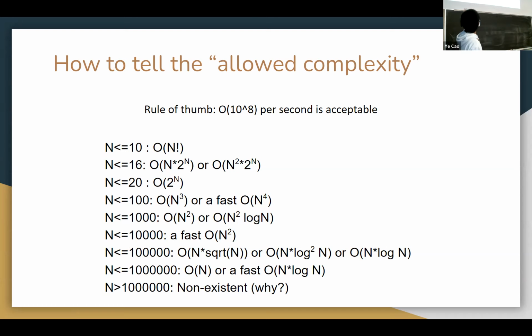But a fast n squared will also pass. And there are some occasions where you are going to write n times log squared n. That is also okay. When you see n less than or equal to 10 to the 6, you really want to aim for a linear time algorithm. Or if you can do a really, really fast n log n, you can do that, but that's like sorting.